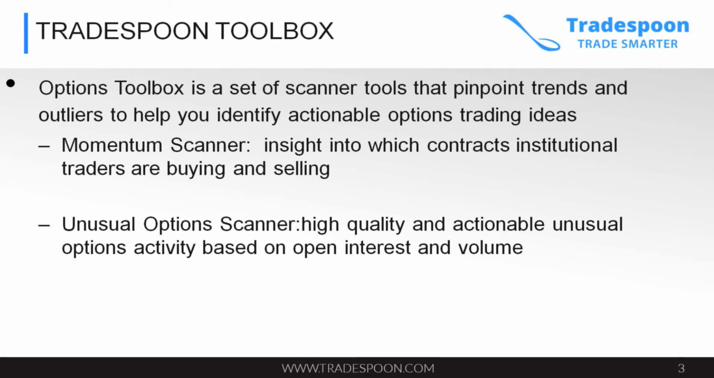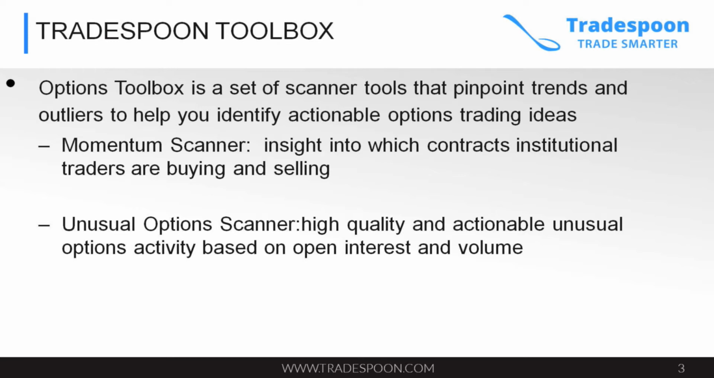We developed the options toolbox. So if you go to Tradespoon and look at the options toolbox, it gives you a set of scanners, tools that pinpoint trends and outliers to help you identify actionable option trading ideas. So if you're looking for options that have high implied volatility, if it has high unusual activity due to institutional buying, you can run the Momentum Scanner, which gives you insight into which contracts institutional traders are buying or selling.